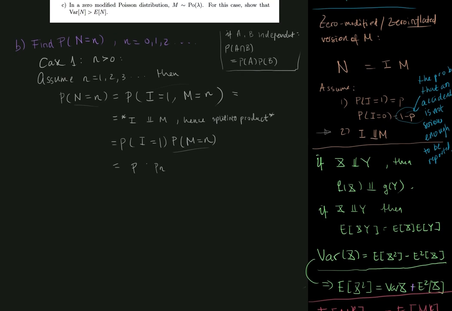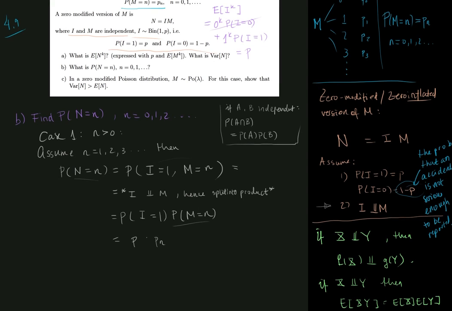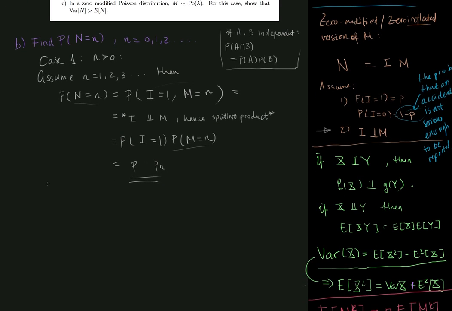Okay, so now we have found the probability that N is equal to n for the cases where this n is greater than 0. So this is in part the answer here. Now we take a look at the other case where N is equal to 0. So case 2, N equals 0.